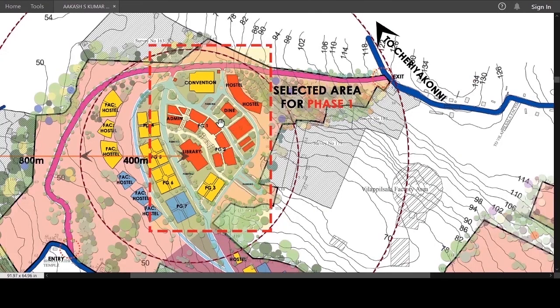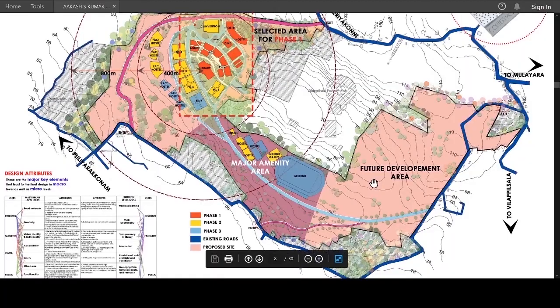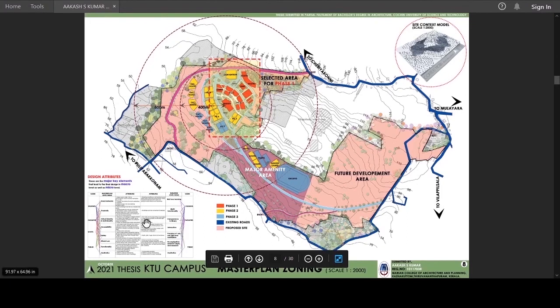This is the 12-acre selected site for the detailed design and for phase 1 of the project. This area will be used for future development and will be the major amenity area. These are the design attributes and the major key elements that lead to the final design at macro level as well as micro level design.